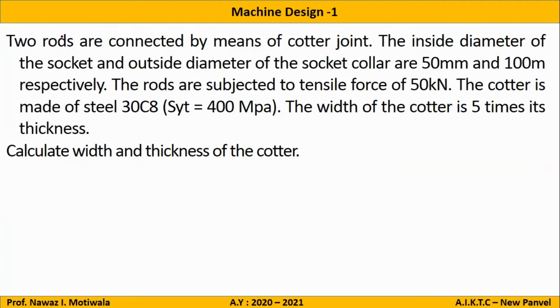Okay, so let us start. Two rods are connected by means of a quarter joint. So it's simply given directly. The rods are joined by a quarter joint.